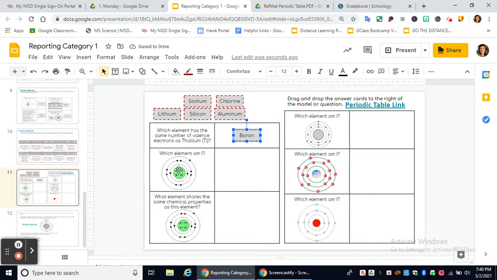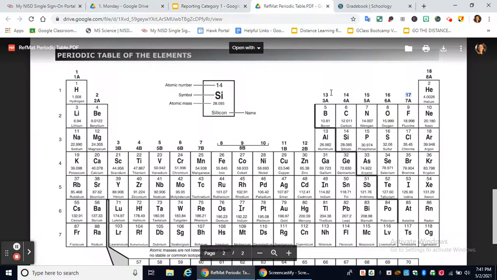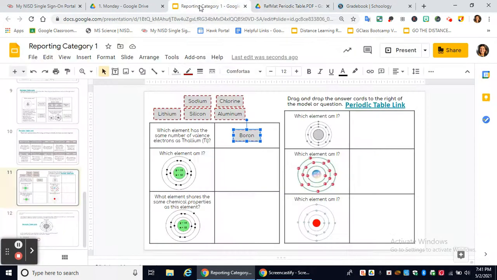What element am I? So remember, to identify the atom, you want to look at the number of protons in your nucleus. So it's telling us we have 11 protons. So if we go to the periodic table, we can see whose atomic number is 11. So it's sodium.